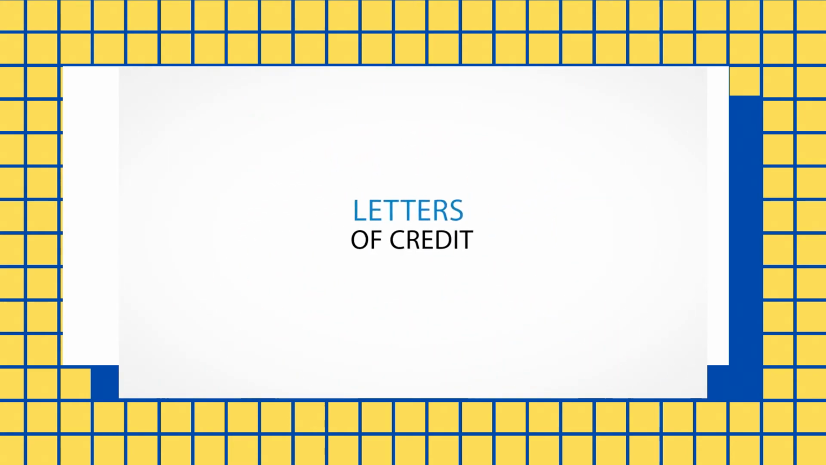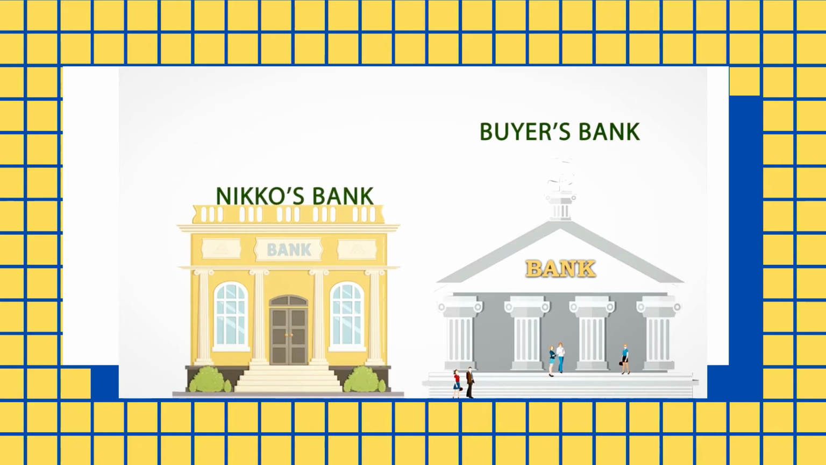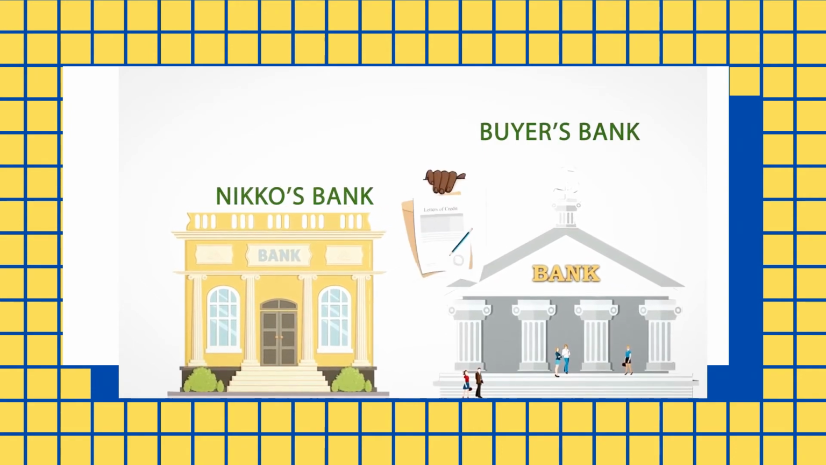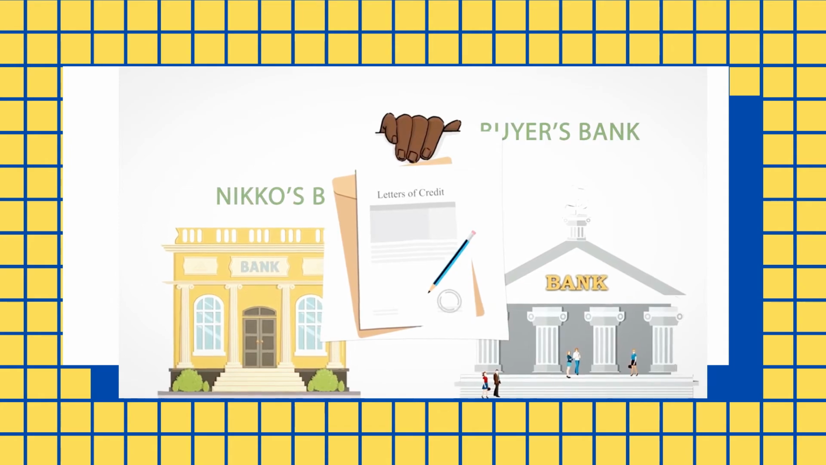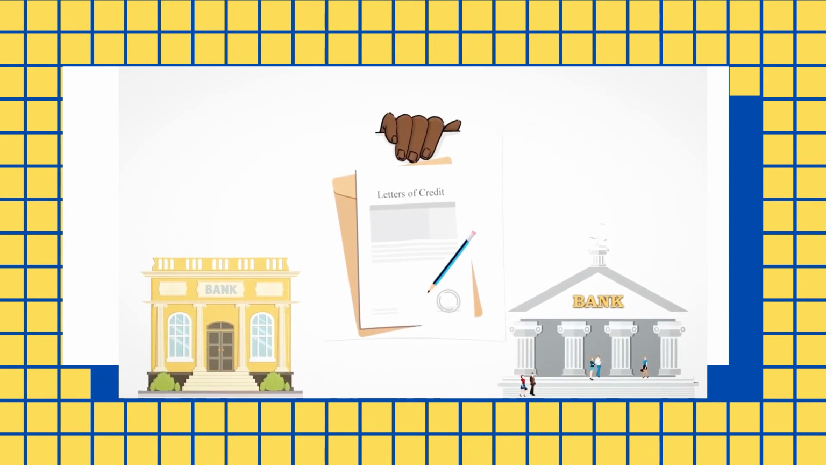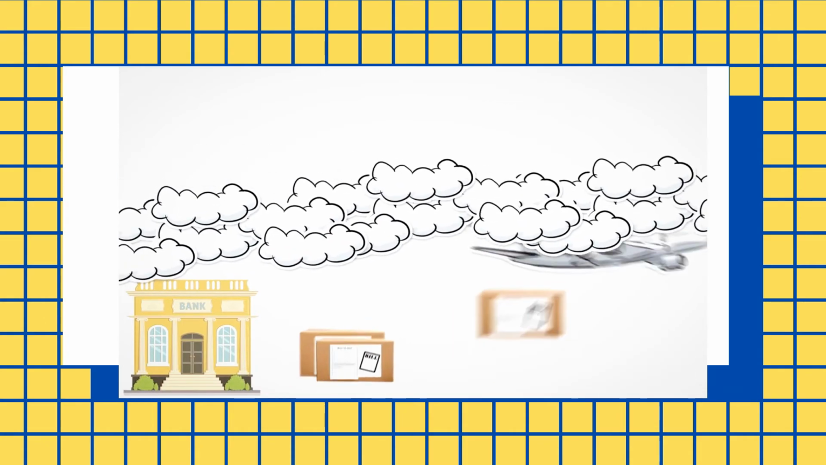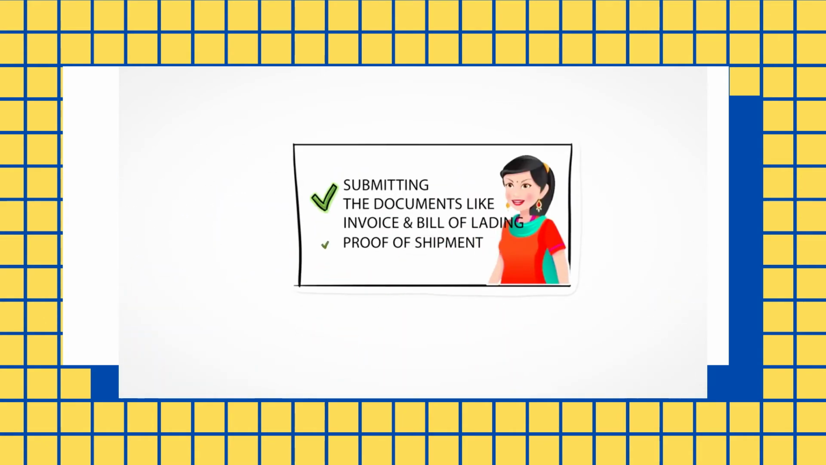Last, letter of credit. An LC payment involves the buyer's bank and Nico's bank. Under an LC, a commitment is given by the buyer's bank that payment will be made to Nico, provided that the terms and conditions stated in the LC have been met. Nico then ships the goods and submits the documents such as invoice, bill of lading, and so on to her bank as proof of shipment. Once documents are submitted, payment is released.